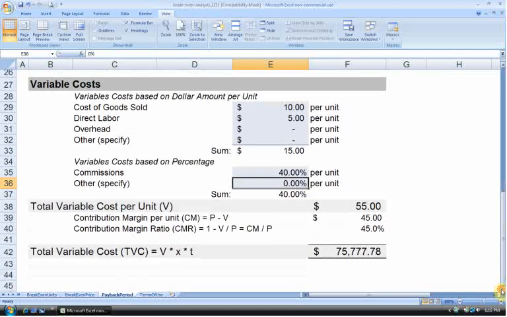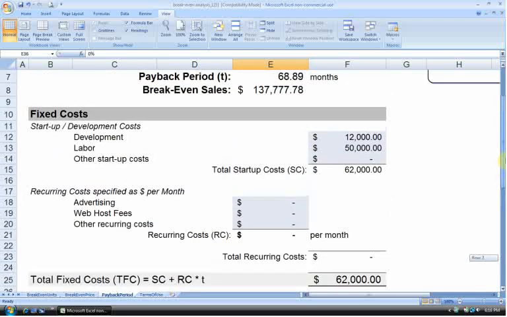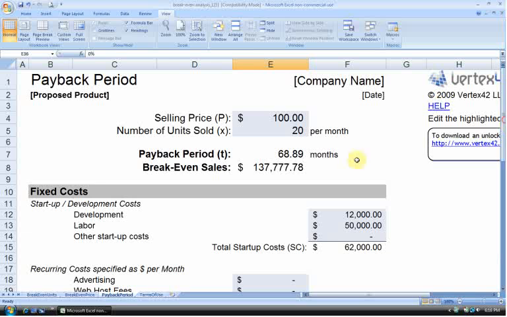And finally, based on all of this, we scroll back up and we can see that our payback period is going to be 68.89 months. So really, it's going to be 69 full months before we get paid back based on number of units sold at 20 a month. Now, if we adjust this number of units sold, let's say, for example, we go up to 200 units a month. Well, all of a sudden, we're going to be paid back in about 7 months.